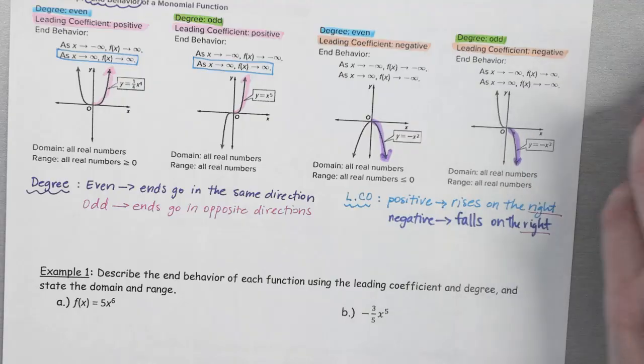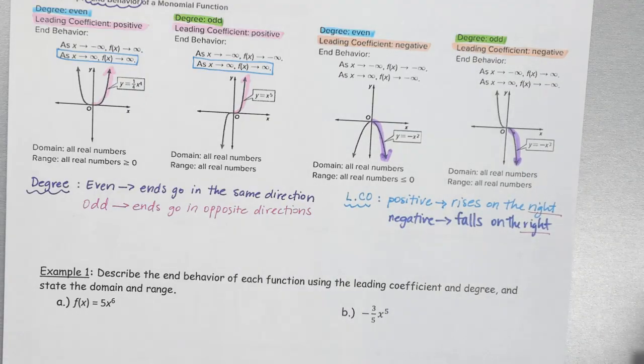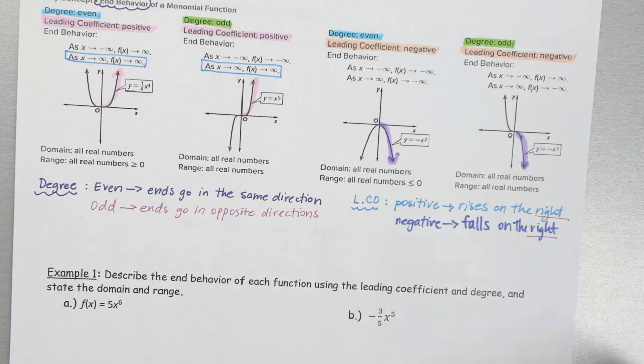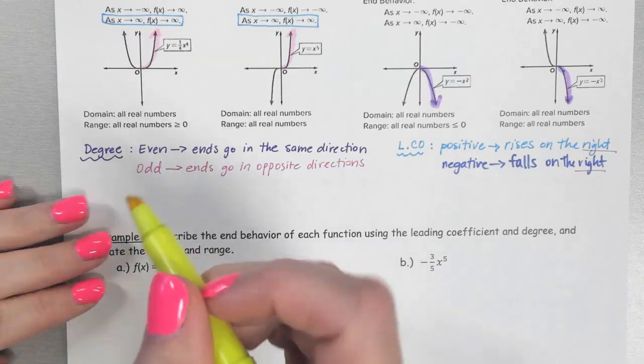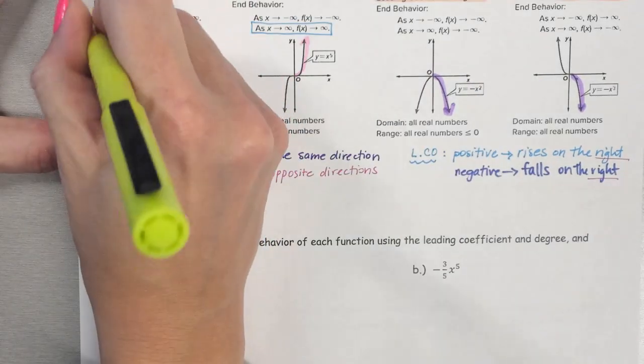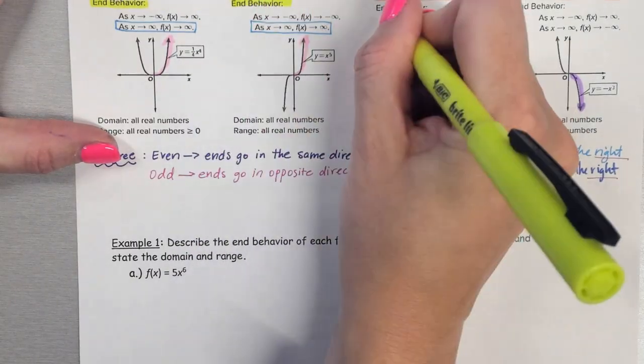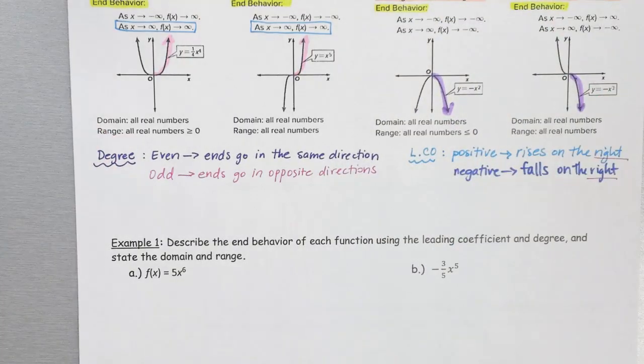Okay, so when we do this, we're going to talk about our end behavior statement. So you have your end behavior statements here on your paper. The end behavior.